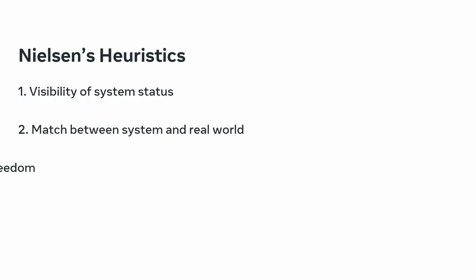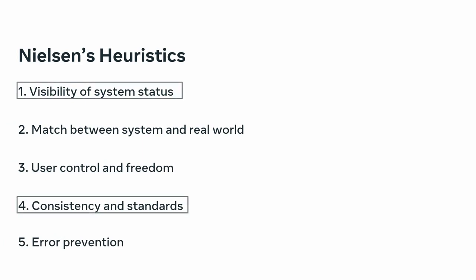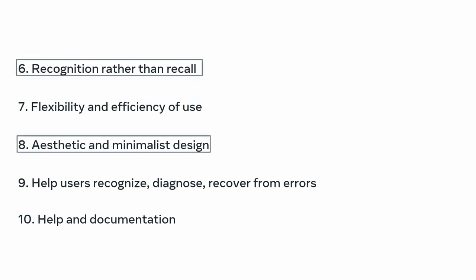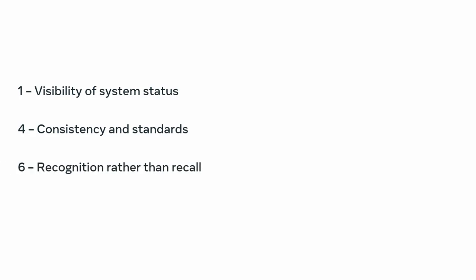These issues also violate Nielsen's heuristics number 1, 4, 6, and 8, which are number 1, the visibility of system status where the design should always keep users informed about what is going on, and number 4 that states consistency and standards where users should not have to wonder whether different words, situations, or actions mean the same thing. Number 6 states recognition rather than recall, where you minimize the user's memory load by making elements, actions, and options visible. And lastly, number 8 requires aesthetic and minimalist design.